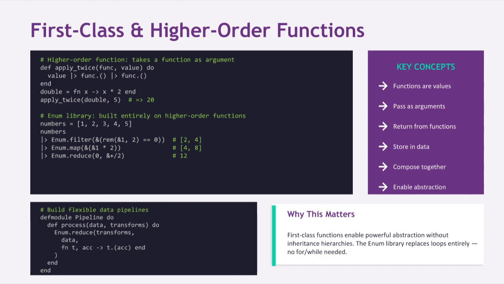The Enum library is built entirely on this principle. Enum.filter, Enum.map, Enum.reduce are all higher order functions that take a function as an argument and apply it to a collection. The pipeline at the bottom of the slide demonstrates the combination of pipes and higher order functions. Filter for even numbers, double each one, and then sum the results. That's a complete data processing pipeline in 3 lines, and it reads naturally from top to bottom. Higher order functions replace loops entirely. Elixir has no for or while loops, and they enable levels of abstraction that inheritance hierarchies cannot match.